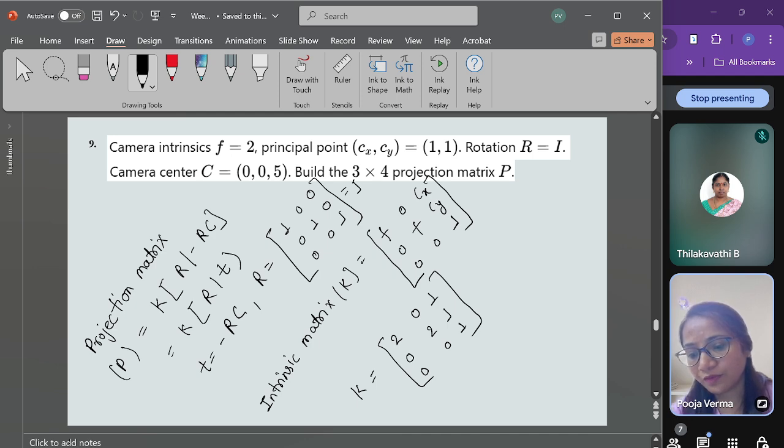Now we have to find out the R given t, right? So R given t, where t is equal to minus RC, right? First we need to calculate minus RC. Okay, so R is equal to I, already we know that. So directly we can get it.